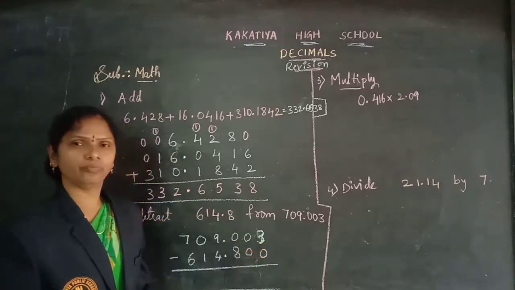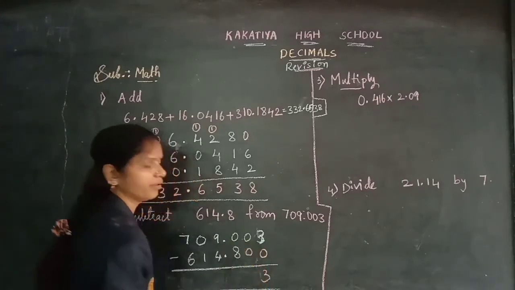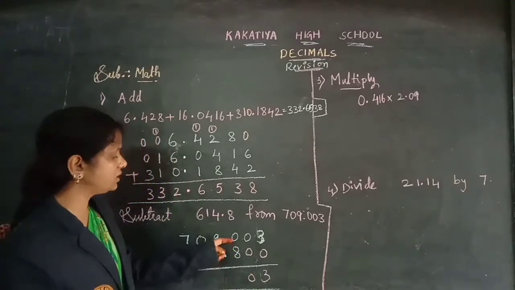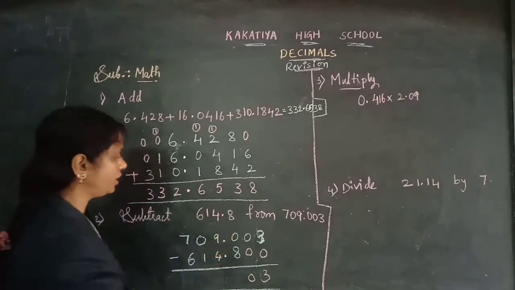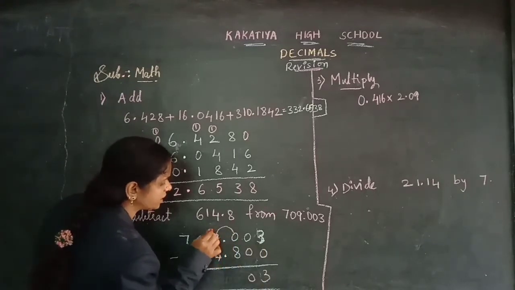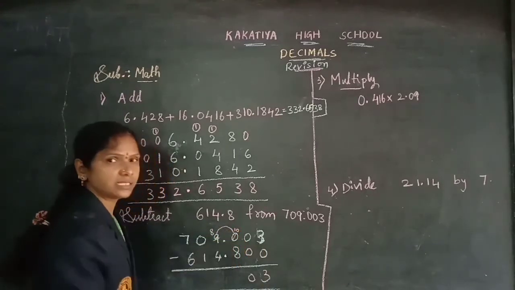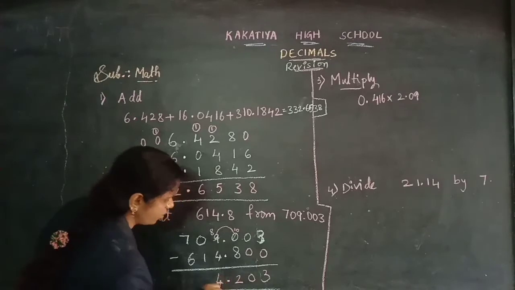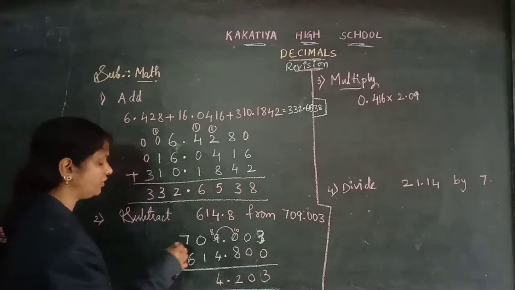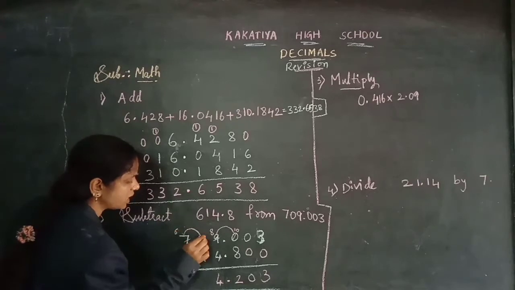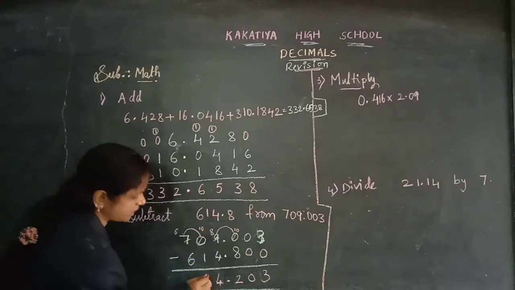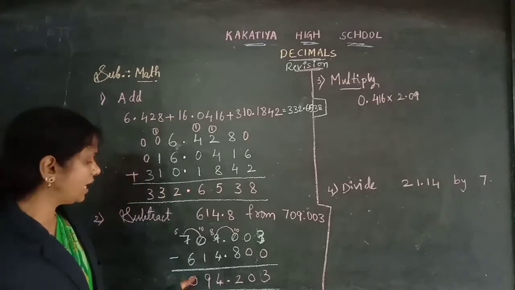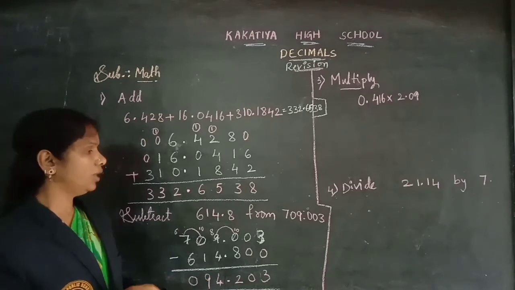Now 3 minus 0, 3 minus 0 is 3 itself. And 0 minus 0, 0. And 0 minus 8, it's not possible, children. 0 is smaller than 8. So we need to take the borrow here. If I take the borrow, it will be 8 and it will be 10. Now 10 minus 8, 2. Point. 8 minus 4, 4. And 0 minus 1, again it's not possible. We need to take the borrow here. So here 6 and here 10. Now 10 minus 1 is 9. And 6 minus 6 is 0. So what is the difference of this? 94.209.